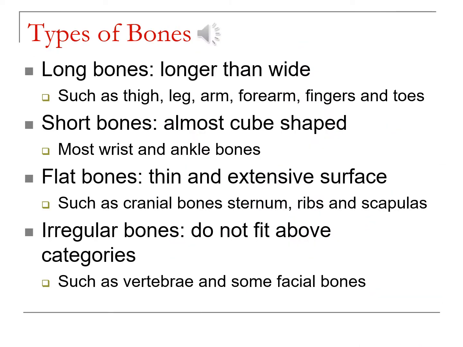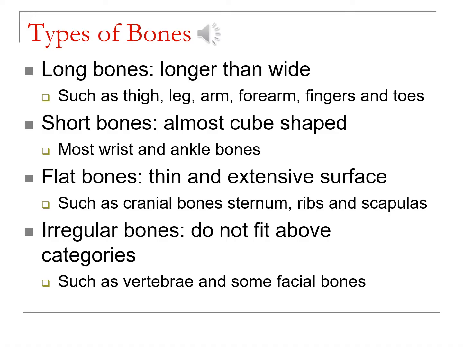The long bones are longer than wide, such as the thigh, leg, arm, forearm, fingers, and toes. So the different bones found in these areas are long bones. Short bones are described as bones that are almost cube-shaped. Most are found in our wrist and ankle bones.